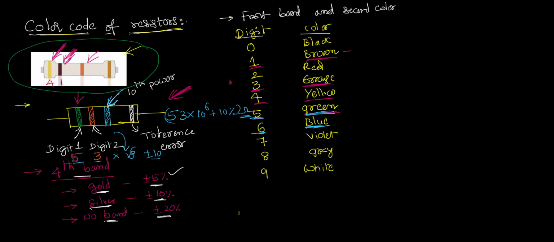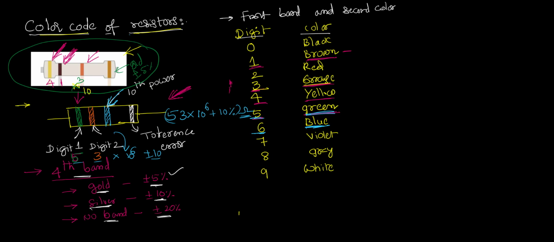That means what? 41 into orange is 10 power 3. The last one is in gold color. That means plus or minus 5%. So what's the diagram value? What's the resistance of the diagram is?